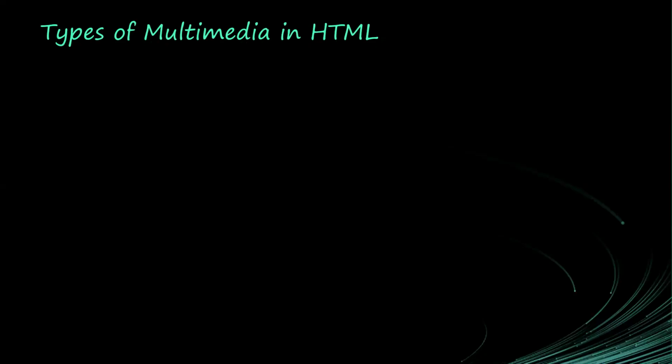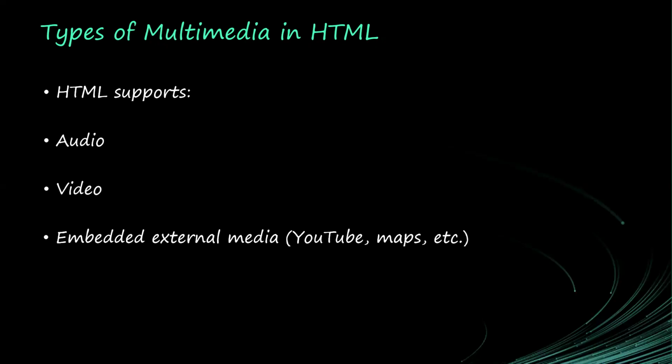So, let's take a look at types of multimedia in HTML. HTML supports audio. So if you want to play music, or any audio, on your website, it is very, very possible. HTML supports video. It supports embedded external media, like YouTube and maps. So if you have a video on YouTube and you want people to see it on your website, you can embed it. All right. If you have a map and you want people to see that map on your website, you can also do that. So let's talk about audio in HTML.